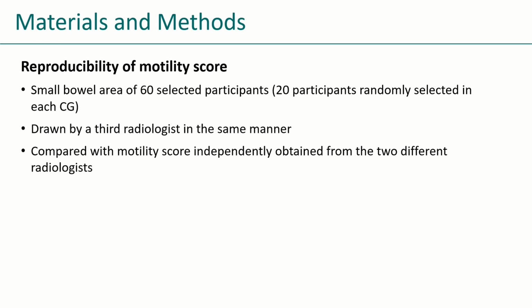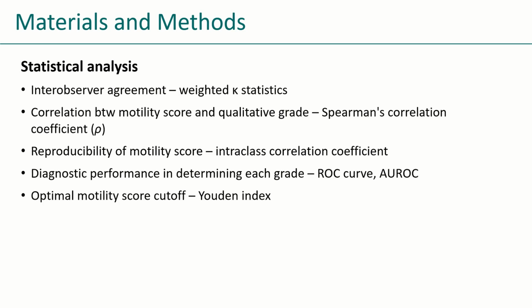To assess motility score reproducibility, a third radiologist independently outlined the small bowel area for 60 selected participants, leading to the independent motility score calculations. We analyzed the interobserver agreement using weighted kappa, the correlation between motility scores and qualitative grades using Spearman's correlation coefficient, and motility score reproducibility using the intraclass correlation coefficient. Diagnostic performance for determining small bowel motility grades was evaluated using ROC curve and the area under ROC curve.